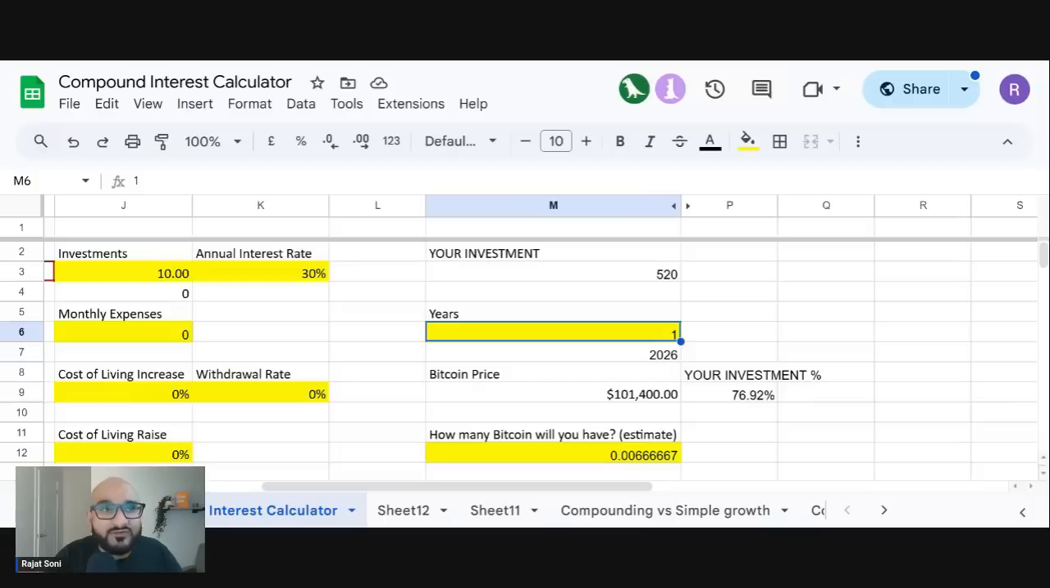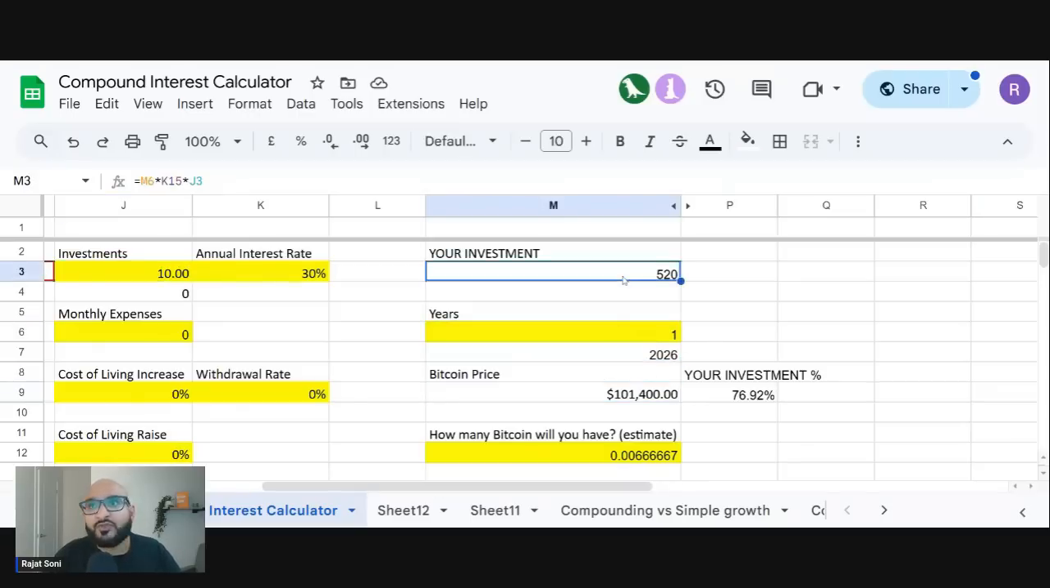And here's what the flywheel effect would look like in action. So let's say you put $10 per week into Bitcoin for 1 year until 2026. In 2026, Bitcoin's price will be around $101,000. Your investment, if you put $10 a week into Bitcoin over the next year, would be about $520.